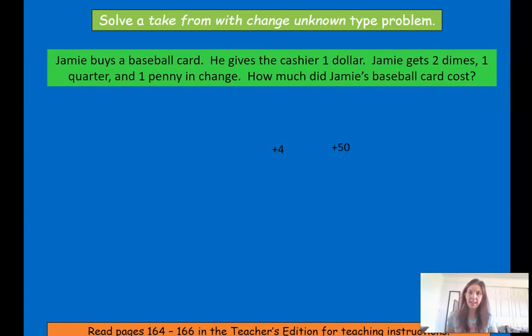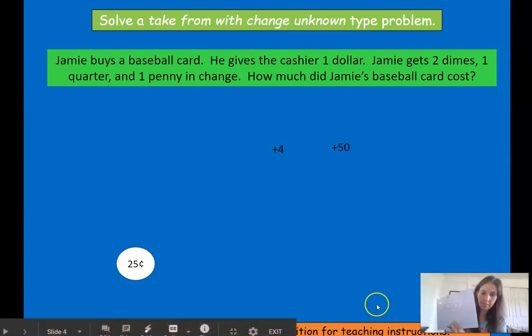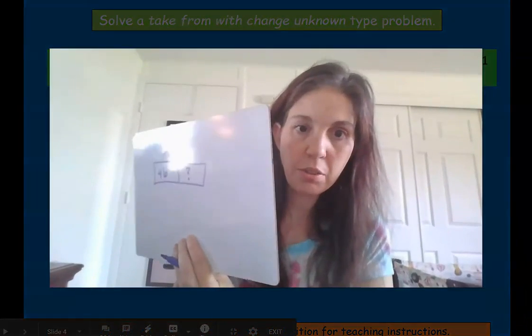So we know that he got 46 cents. So go ahead and work on your tape diagram. I'm going to work on mine. So I'm going to put the $1 at the top. And we know what one of our parts is. And we don't know what the other part is. So if your tape diagram looks like mine, you are on the right track.